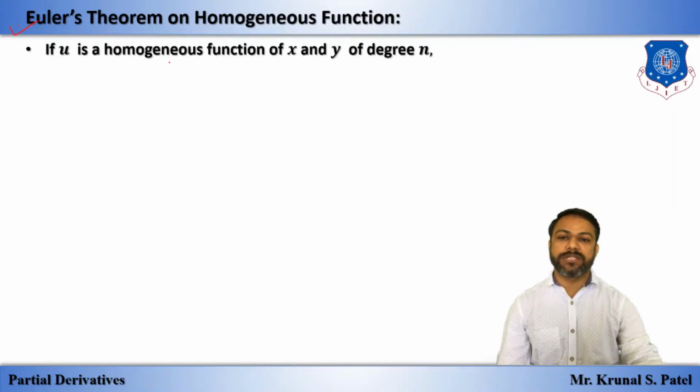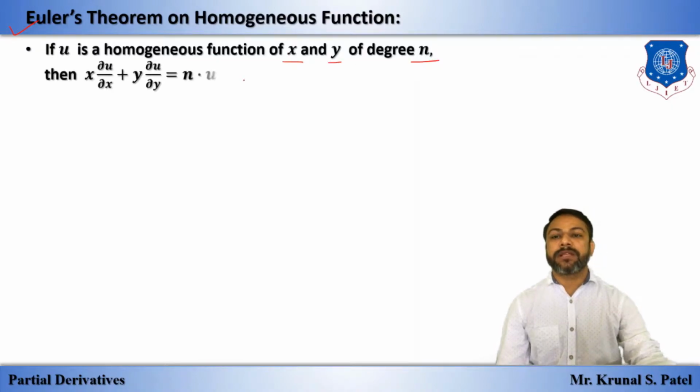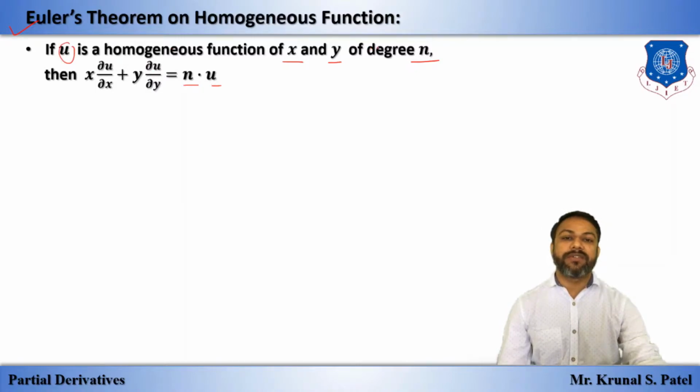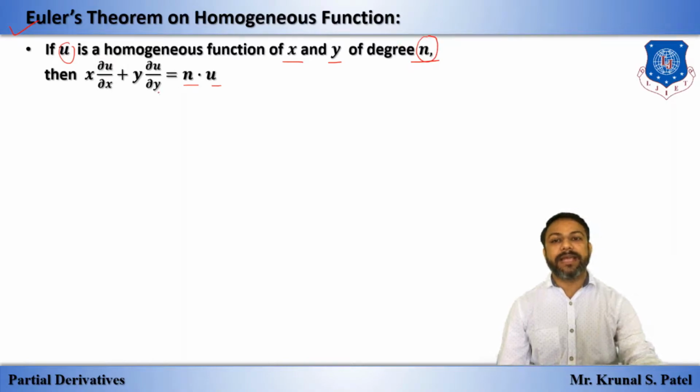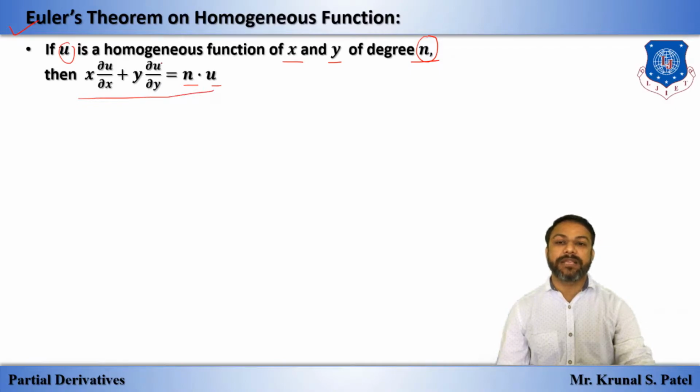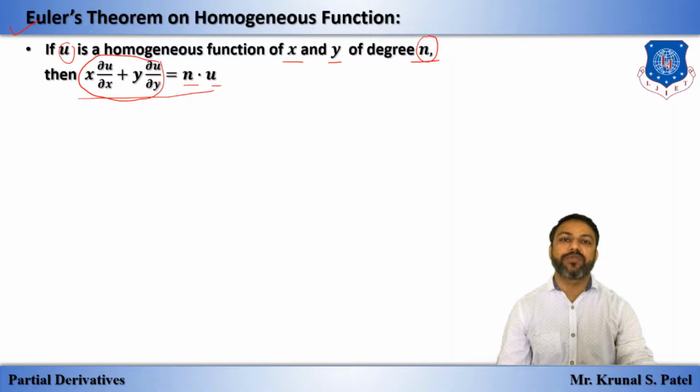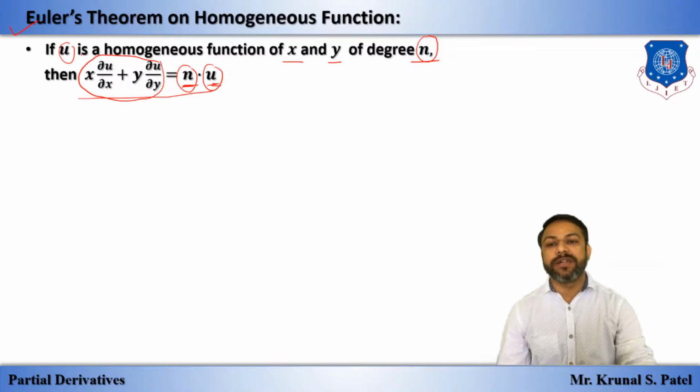If u is a homogeneous function of x and y of degree n, then x del u by del x plus y del u by del y is equal to n into u. That means given function is homogeneous with degree n, then we can apply this concept. That means if you want to find the value of this x del u by del x plus y del u by del y, then you can use directly n into u. n is a degree and u is a given function.